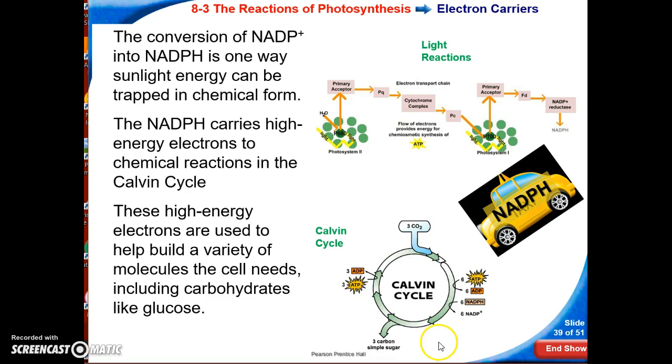So if you think of glucose, for example, that's C6H12O6, glucose is a 6 carbon sugar. So from the Calvin cycle, we actually end up with just a 3 carbon sugar. So we actually need the Calvin cycle to go around enough times that we get 2 of these 3 carbon sugars, so that then we can build a glucose molecule.